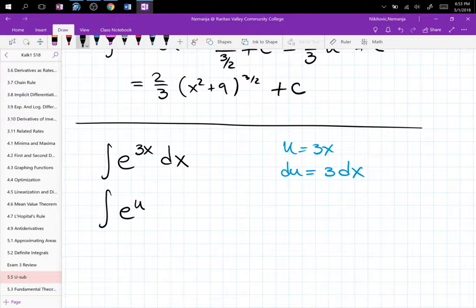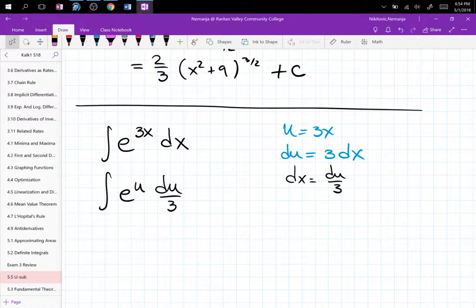And now I have a dx, but it doesn't match. I don't have a 3. So you know what? I'm going to solve this so that dx is equal to du over 3. Plug that in, so dx is now du over 3. Do we all see this?